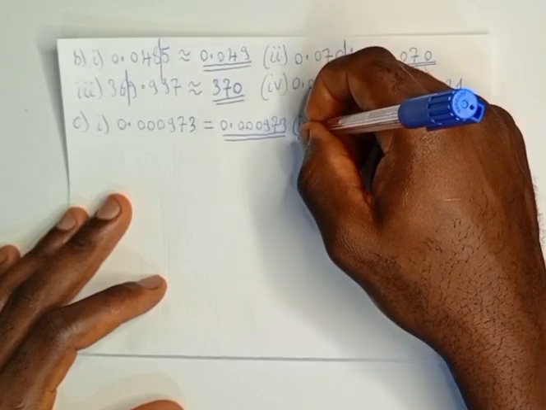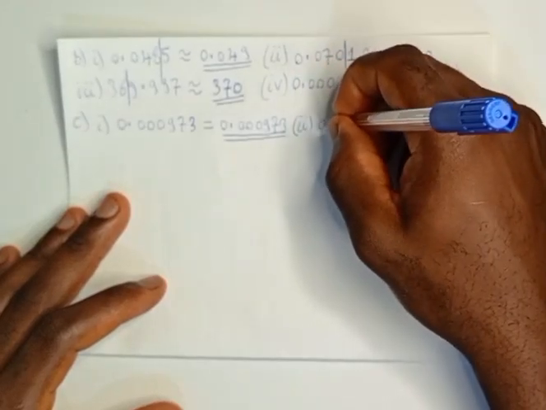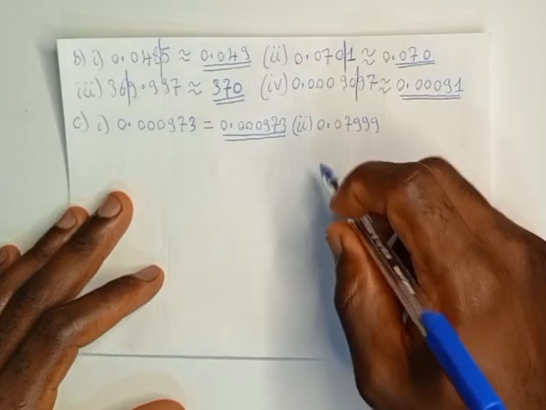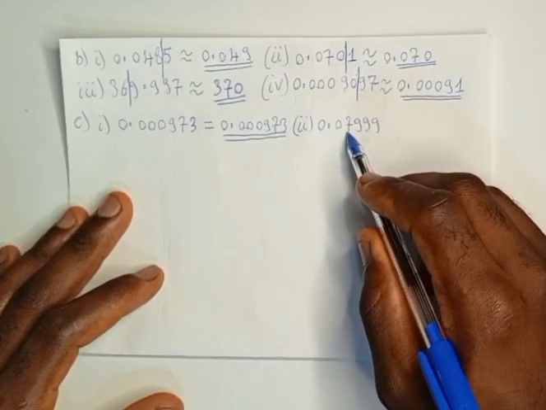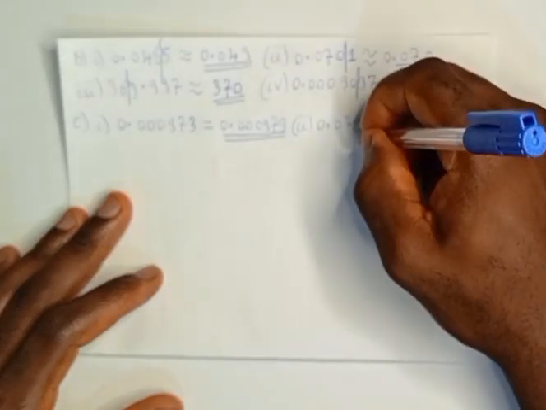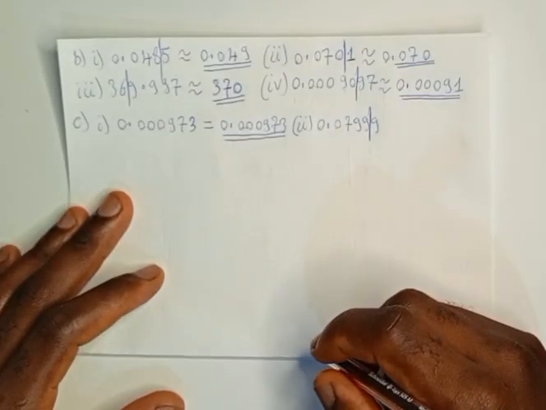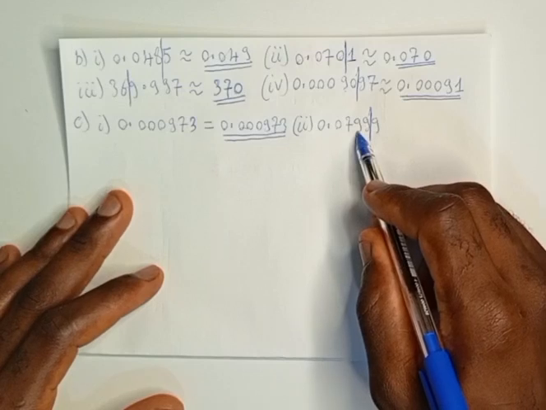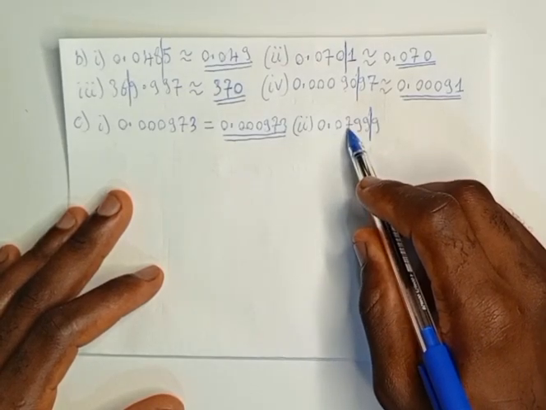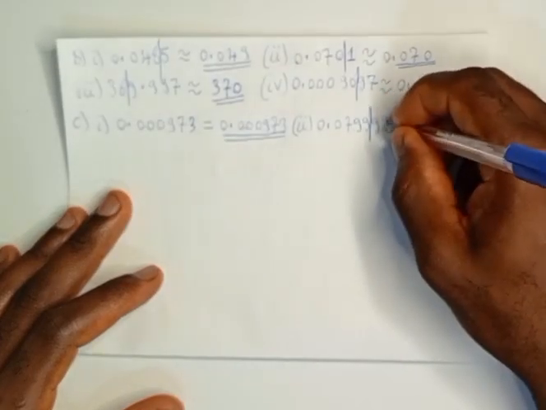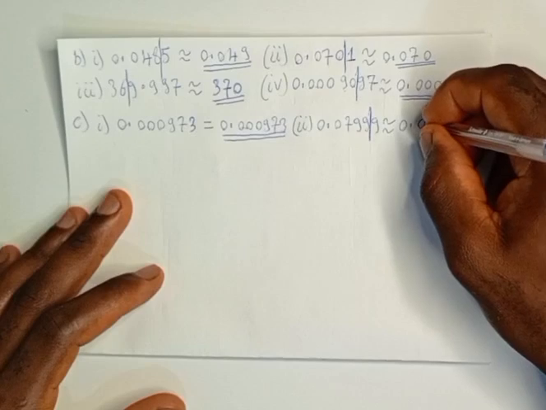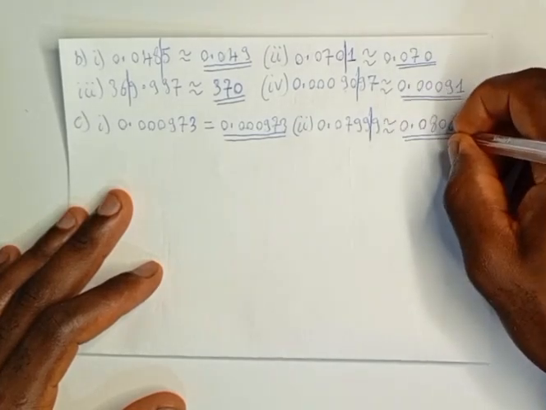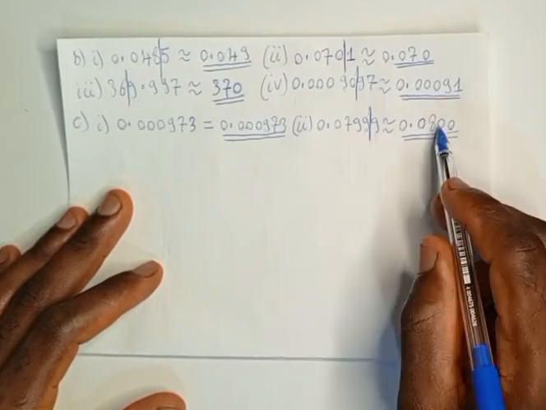For 2i, we have the number 0.07999. To three significant figures, these two zeros are not significant figures. This is the first, the second, the third. We round off between these two nines. 9 is greater than or equal to 5. It is rounded up to 1. We add the 1 to this 9, gives us 10. Write 0. We carry 1 to this other 9, gives us 10. We write 0. Carry the 1 to this 7, which gives us 8. This will be approximately 0.0800 to three significant figures. We replace these two nines with zeros.